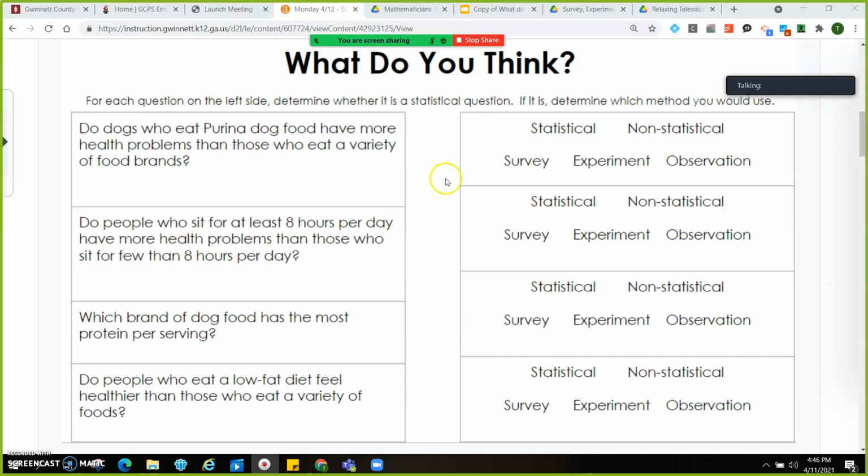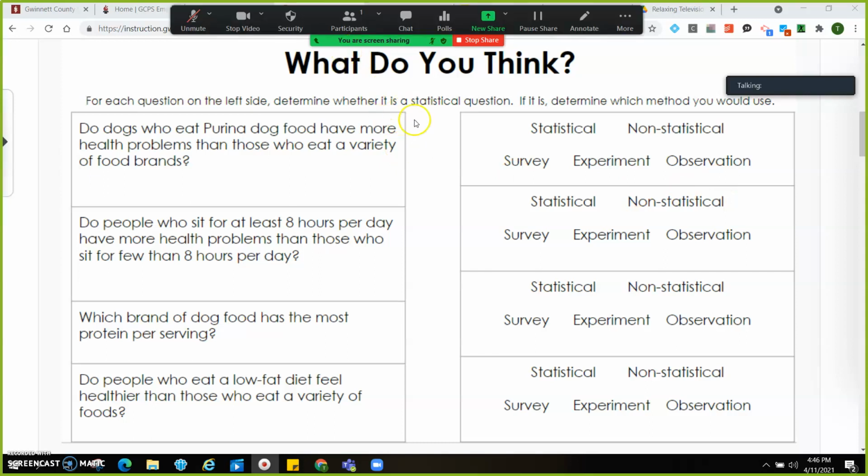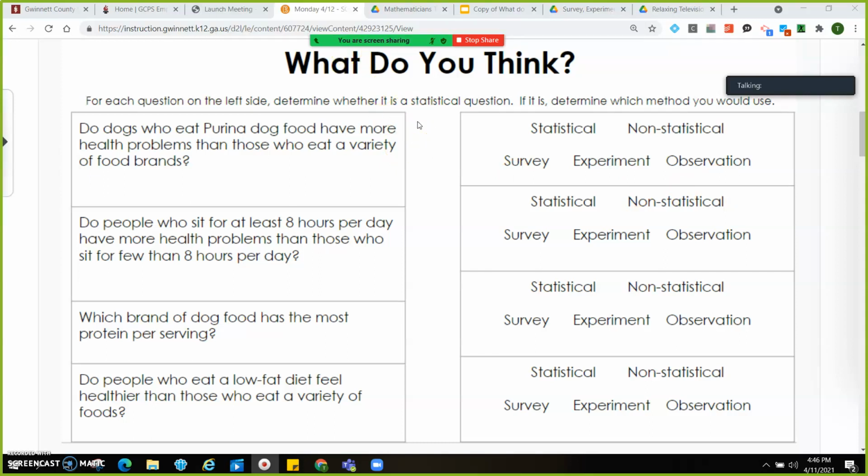For each question, you're going to determine whether it's a statistical question, non-statistical question, survey, experiment, or observation. So you'll pick between these two, and then you'll pick between these three for each question. Okay? And it's okay to get them wrong. We're just doing what do you know and what don't you know, essentially. So take a moment, try it on your own.